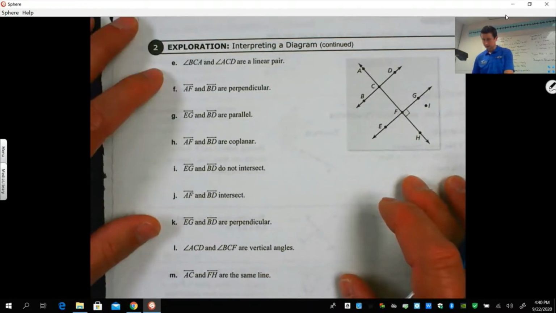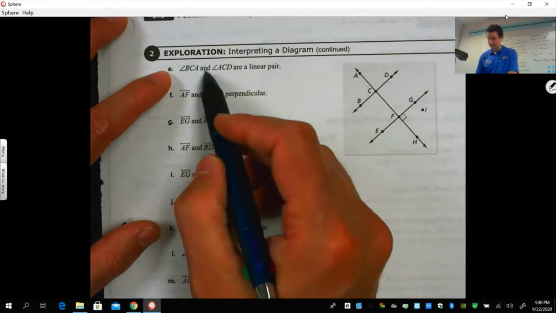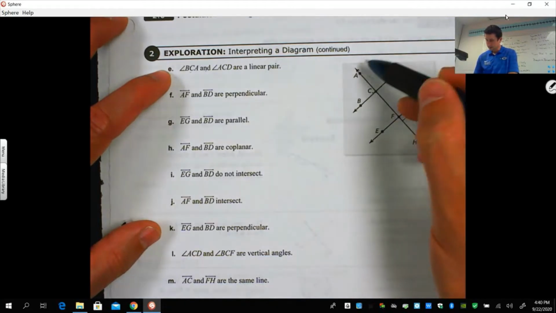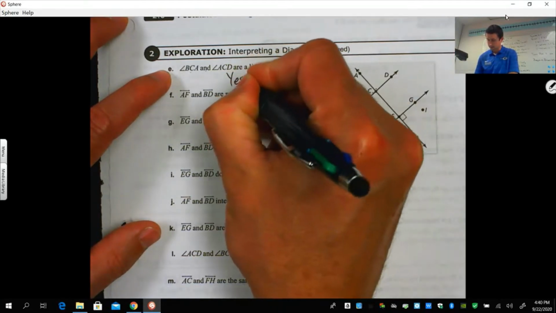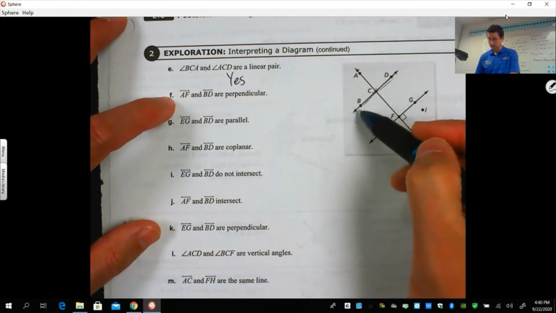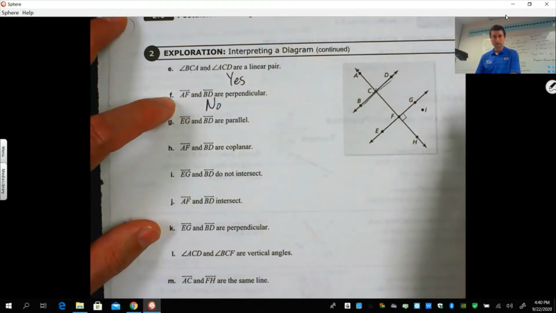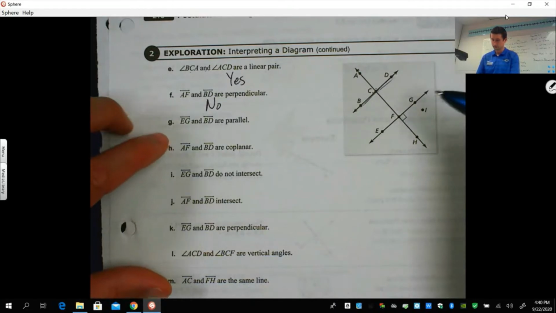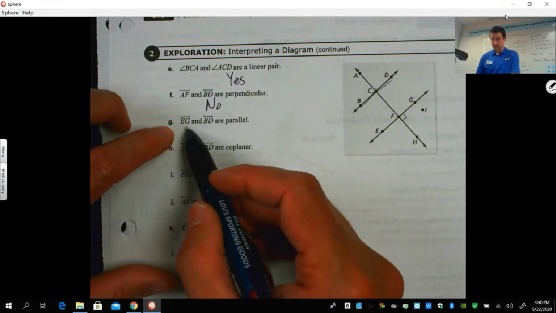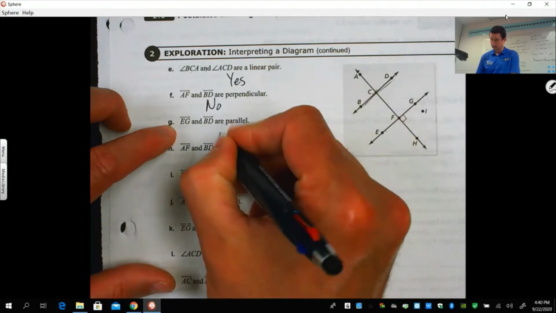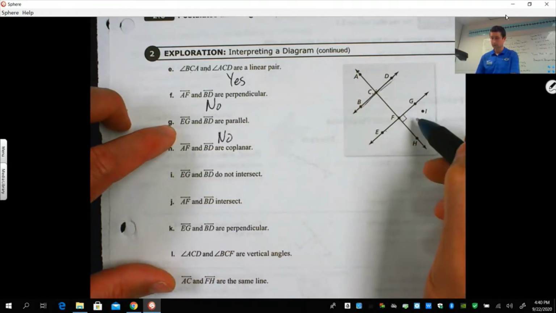So continuing with that, can we assume BCA and ACD are a linear pair? BCA and ACD, yes. Okay, there's a line right there that makes a linear pair. AF and BD are perpendicular. That is a no. Okay, again, if you haven't done these, pause the video, go through them on your own first. EG and BD are parallel. EG and BD. We cannot assume that. They have not told us that they're parallel.